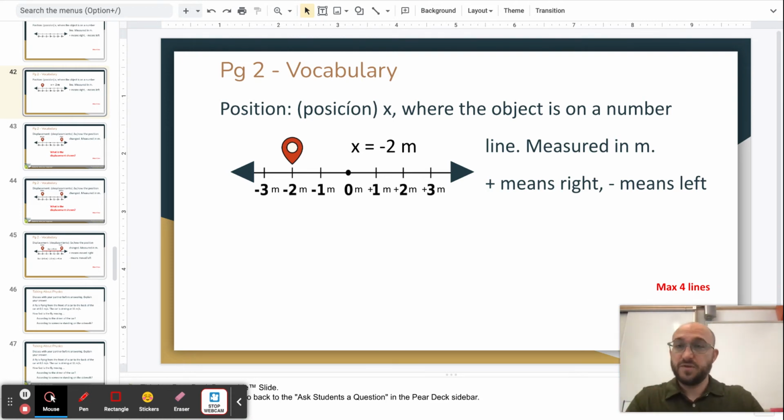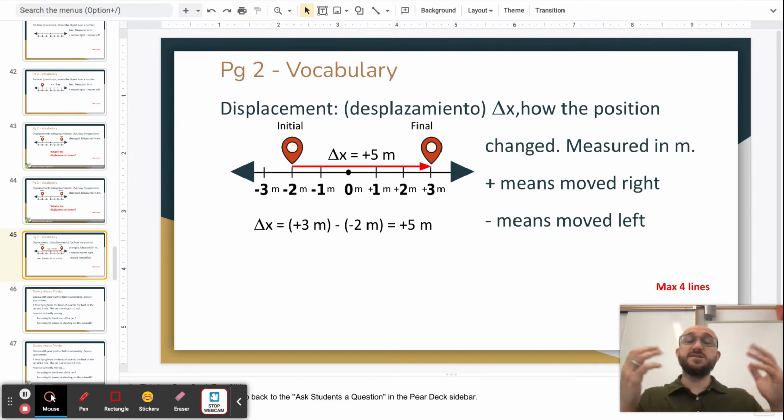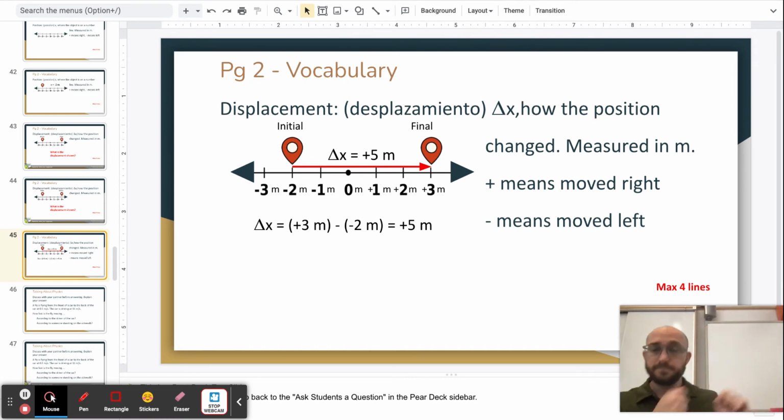meters. Fairly straightforward. Our second vocabulary word is displacement, represented by delta x. That triangle is Greek letter delta. It means the change in x, the change in position, also measured in meters, where positive means it moved to the right and negative means it moved to the left. Moved to the right, moved to the left.